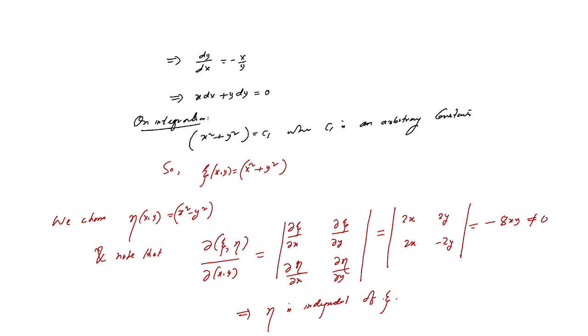That means they are independent variables. What we have chosen here is exactly correct. We can also choose another function so that the Jacobian is non-zero, so that η and ξ are independent of each other. So now we'll calculate all these.